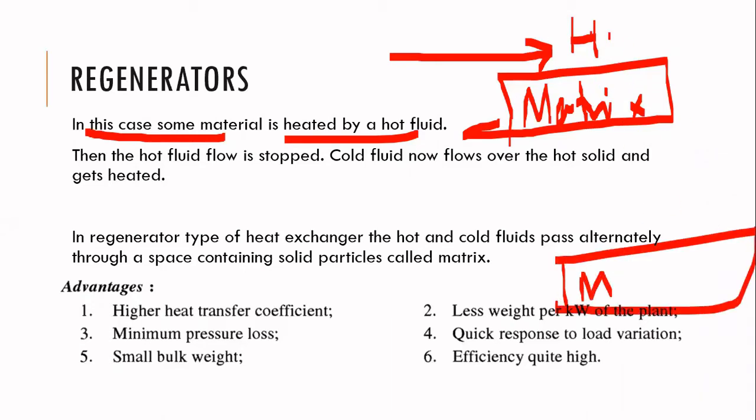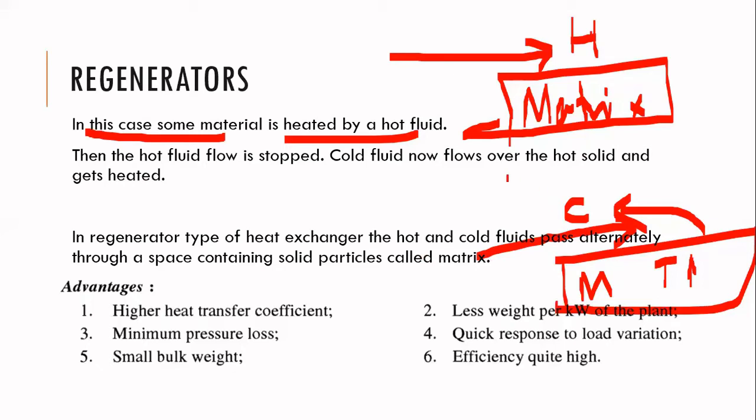Since one hot fluid had passed over the matrix, the temperature of this particular matrix will be very high. And now we will let some cold fluid pass over the matrix. So what is going to happen? The cold fluid is going to extract heat from this particular matrix. So such a type of heat exchanger will be called as a regenerator.